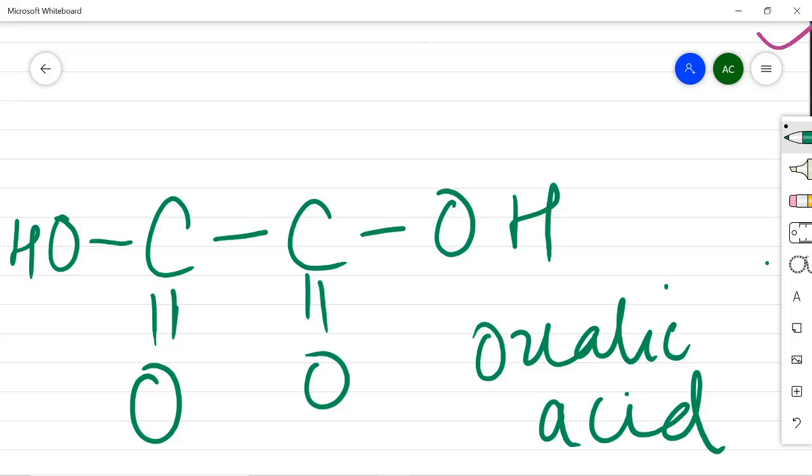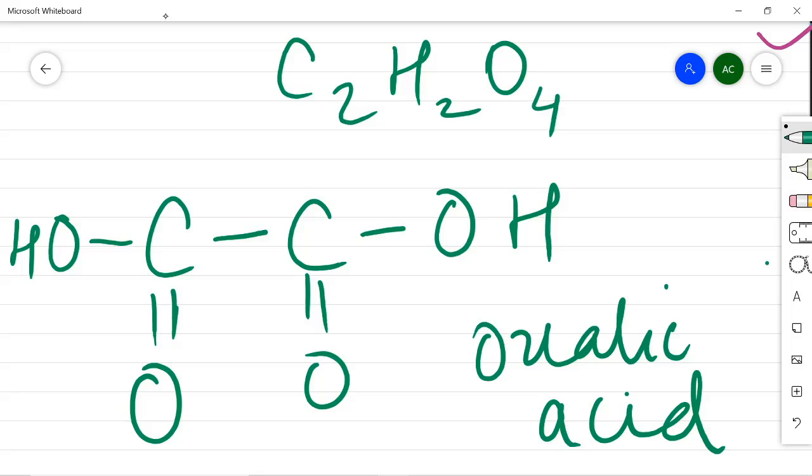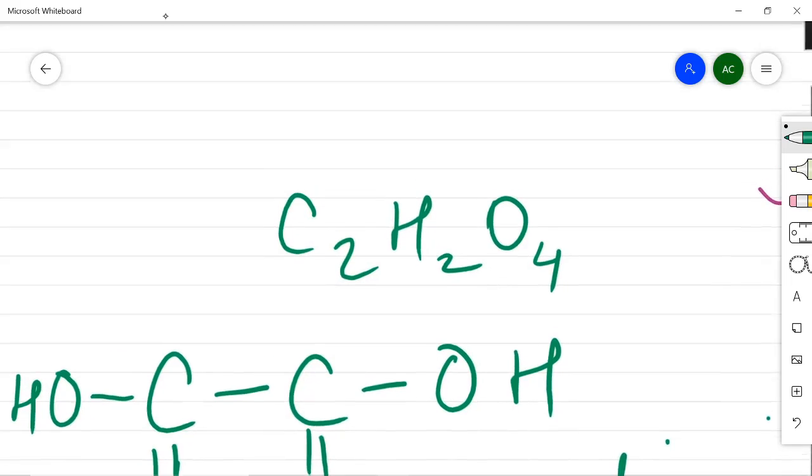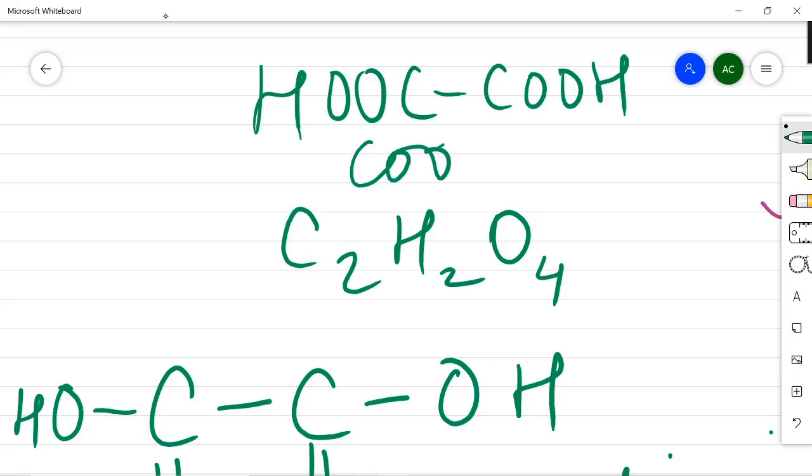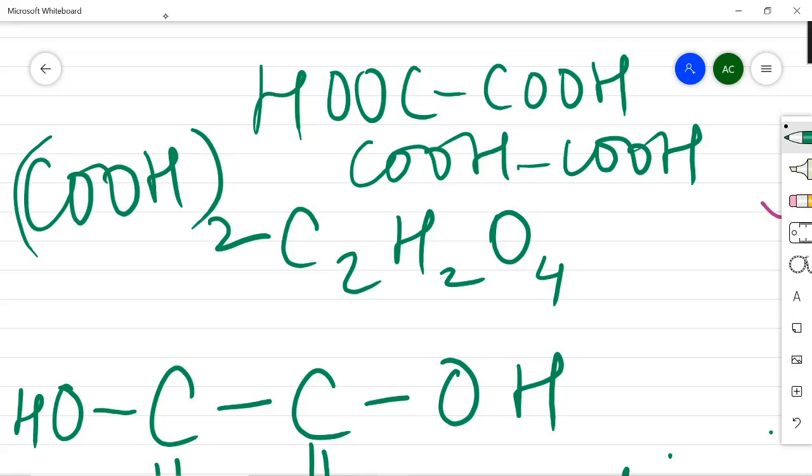और ऑक्सैलिक एसिड का जो मॉलिक्यूलर फार्मूला है, वो है C2H2O4. So this is the molecular formula of oxalic acid, and the condensed formula is HOOC, then single bond COOH. So it is the condensed formula, or it is also known as dicarboxylic acid, because there are two carboxylic groups here. You can also write it as COOH, single bond COOH. You can write like this also, and sometimes it is written as this also. Okay, so this is oxalic acid.